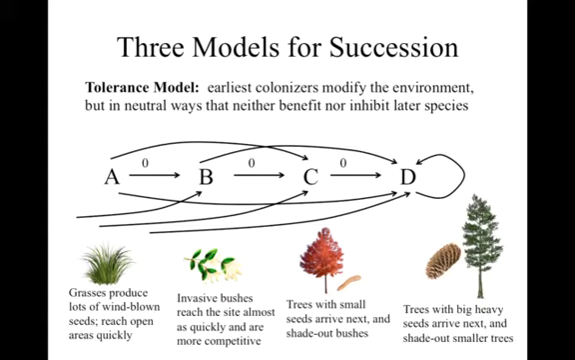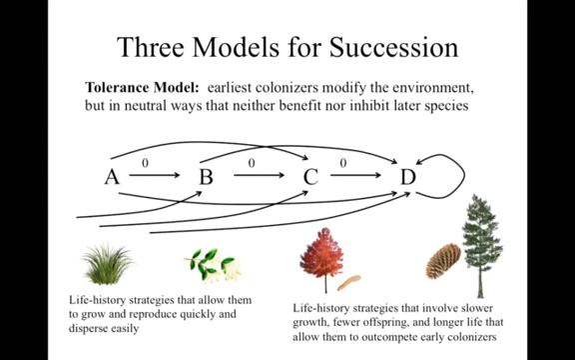And then finally we get the trees with the big heavy seeds. They're not good at dispersing, but they are good at out-competing everything else, so they get rid of the other trees and eventually take over. But again, it's not because the environment's been made any better for them, it's just that they took a while to get there. So that's the tolerance model.